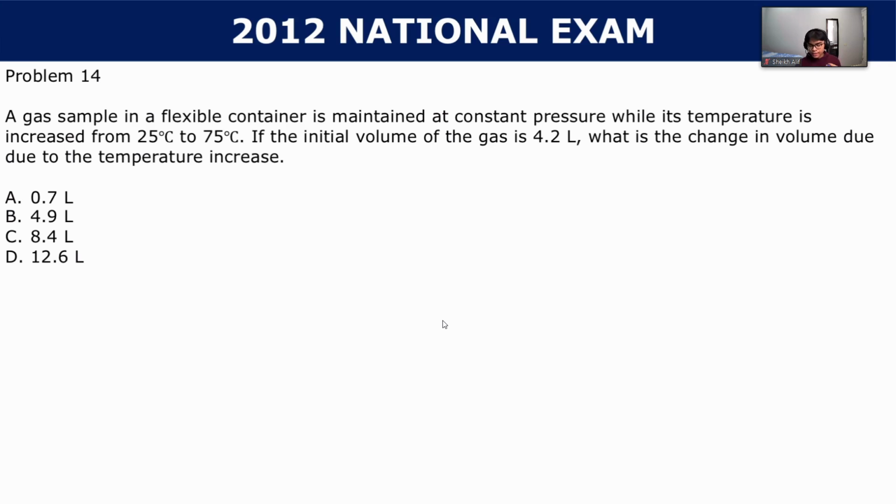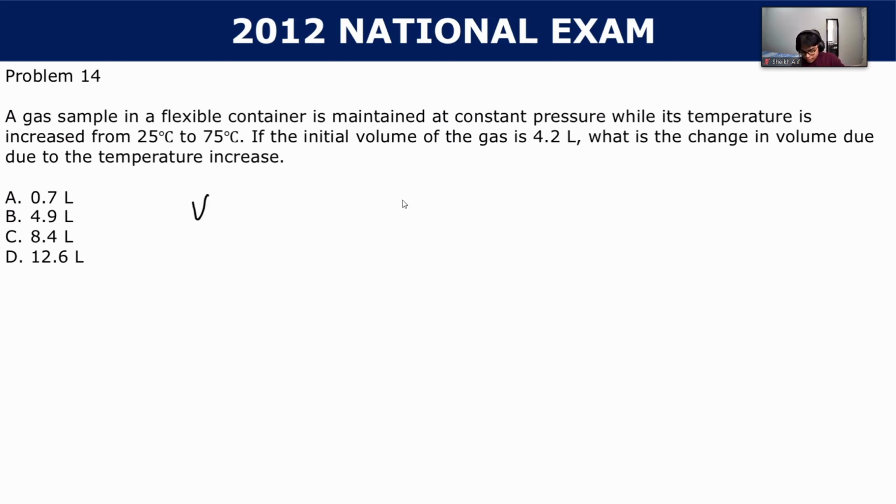Let's move on to question 14. A gas sample in a flexible container is maintained at constant pressure while its temperature is increased from 25 degrees Celsius to 75 degrees Celsius. If the initial volume of the gas is 4.2 liters, what is the change in volume due to the temperature increase?